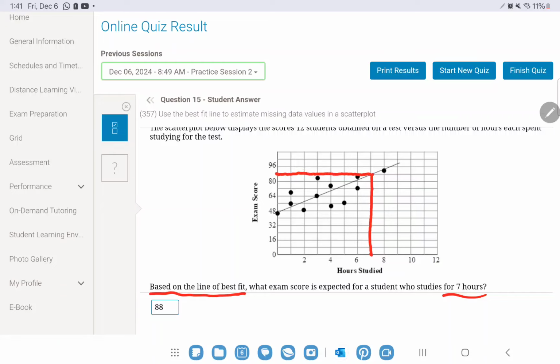Now to find the scale, between 0 and 16 there's one line, which means this must be 8. Between 16 and 32 there's one line, meaning 16 plus 8, which is 24. Between each line and the next, there's 8. So 80 plus 8 is 88, and that line is 88. So that's the score expected for a student who studied for 7 hours.